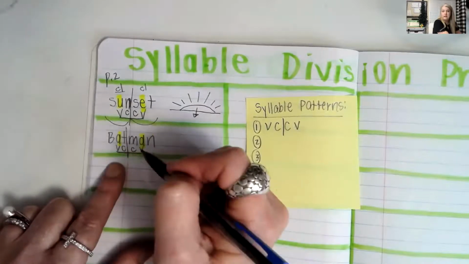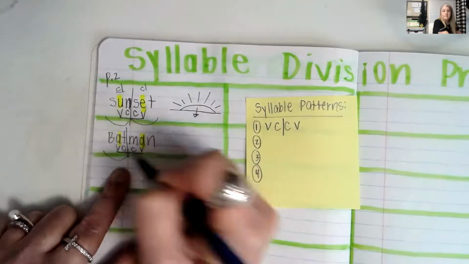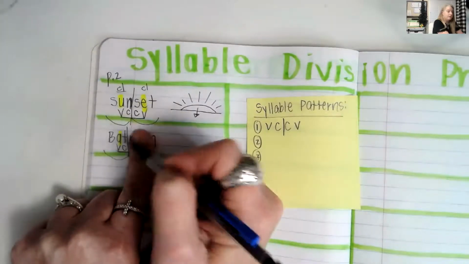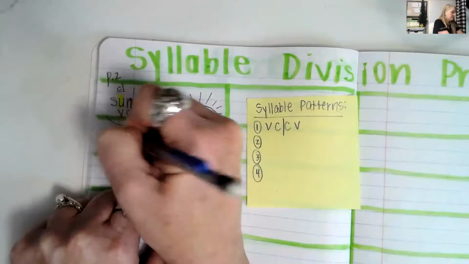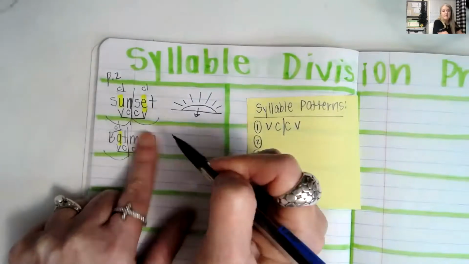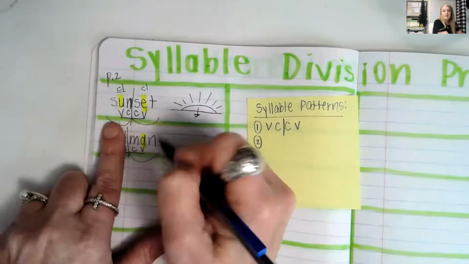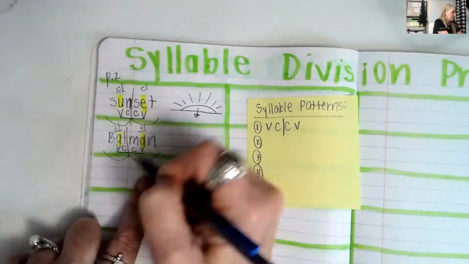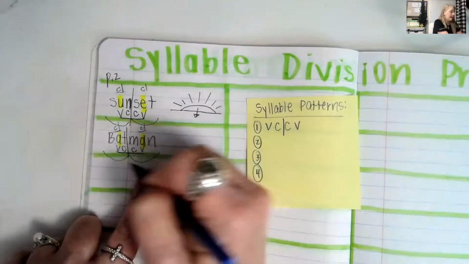So here we go. The first syllable is what kind of pattern? It is closed in, so the vowel is going to say ah, and this says bat. And the other side, this is closed in, and this says man. So this says Batman, Batman.